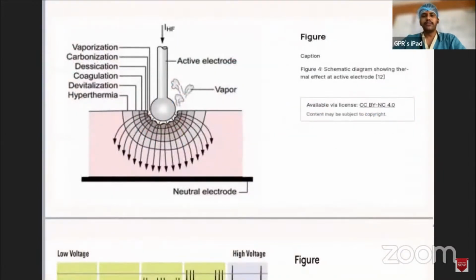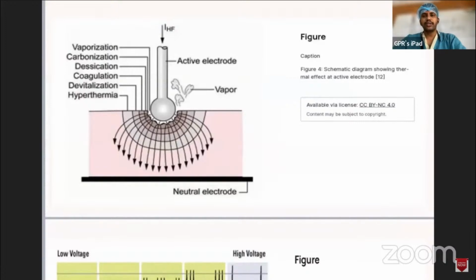So these are the different amounts of energy dissipation that happen whenever a high frequency electrode is placed over the tissue. The immediate place goes for vaporization, which is nothing but dehydration of the particular tissue. The next area goes for carbonization, also called char formation. Below that, it goes for desiccation, which is the contact way of coagulation.